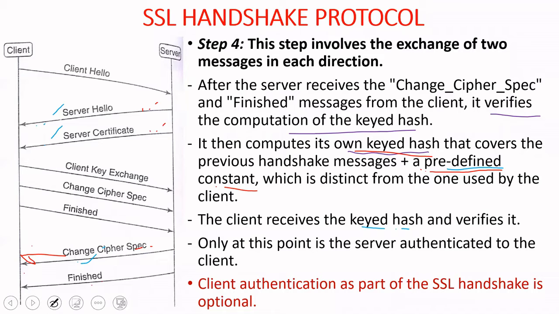The client authentication. So this is server authentication. Client authentication as part of the SSL handshake is optional. If the server or the client wants, they can go in for it. Otherwise, they need not. So what is compulsory is all these 4 steps. That is, only the server authentication is compulsory. Client authentication is optional. It is left to the client and the server.